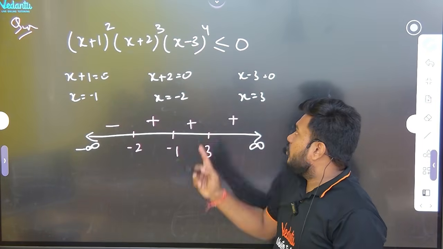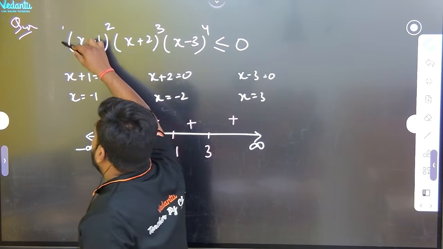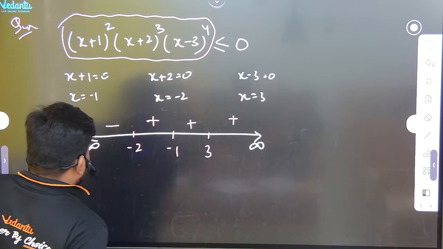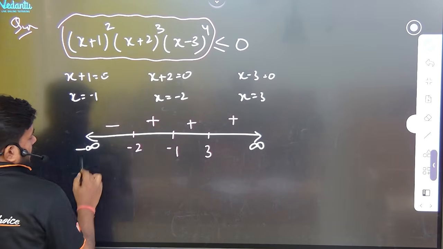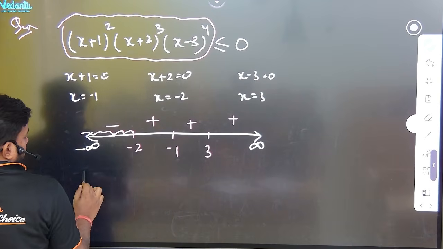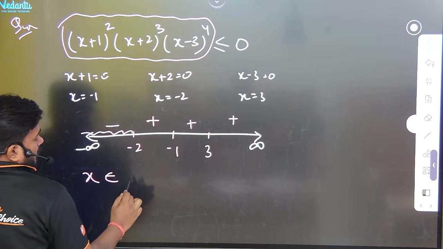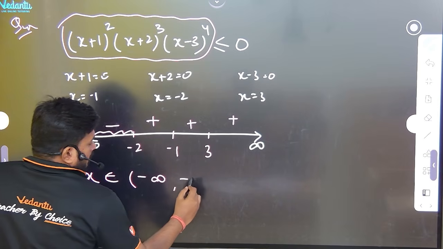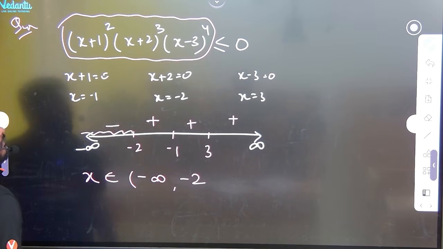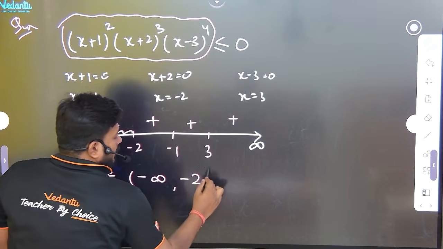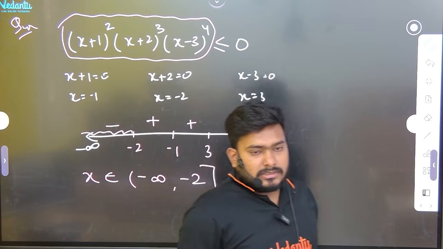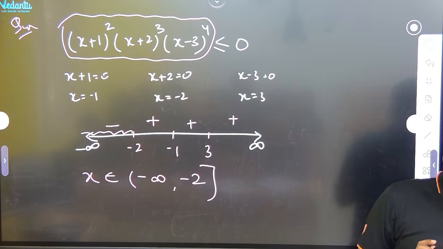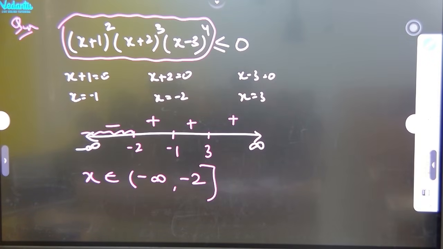Now again I will come back to my question. In my question I need my LHS to be less than 0. Less than 0 means positive or negative? Negative. That means which interval should be the answer? Only this interval. Help me with the interval. X belongs to minus infinity to minus 2. Open or closed? Why closed? Because there is an equals to. This is a little bit complicated question of the Wavy Curve method. Got it? One more question will do.